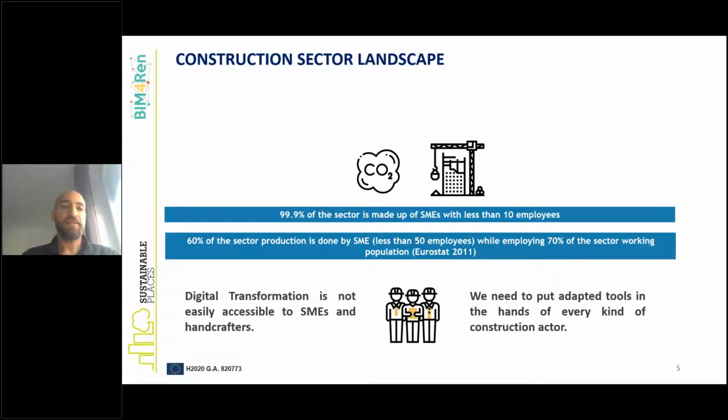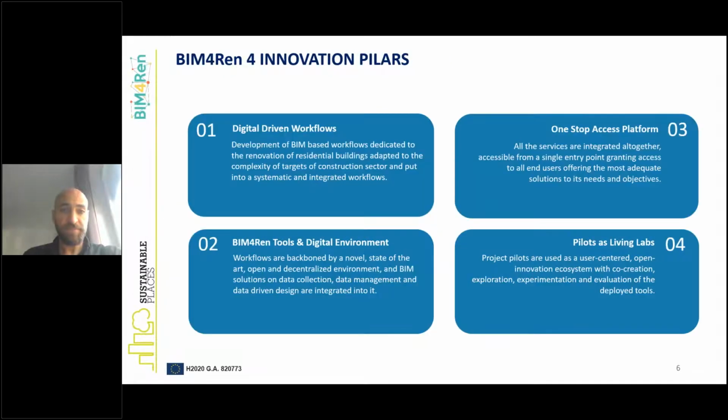So this digital transformation, if we say, okay, let's transfer all our industry into BIM, is not easy, because these SMEs don't have the resources or the requirements needed to make this digital transformation. And this is why BIM4N is there. BIM4N basically develops tools that specifically target small and medium enterprises, and it is based on four innovation pillars.